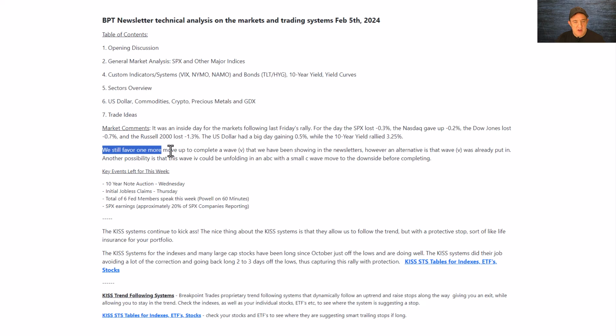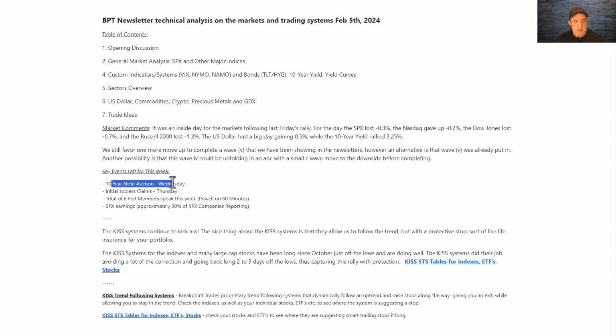As far as the wave counts, we still favor one more up move in the market to complete that wave 5, which we've been showing in the newsletters. An alternative is that we already put in that little wave 5. But again, that's an alternative. Another possibility is that wave 4 is still unfolding. We have sort of an ABC with a C move to the downside coming before completing the upside move for that wave 5. So we'll see.